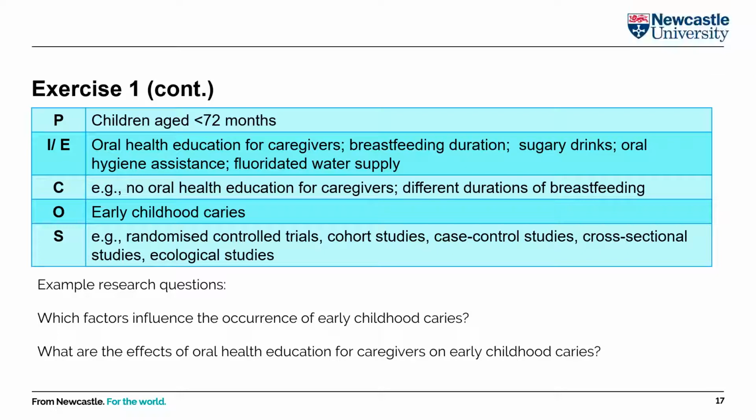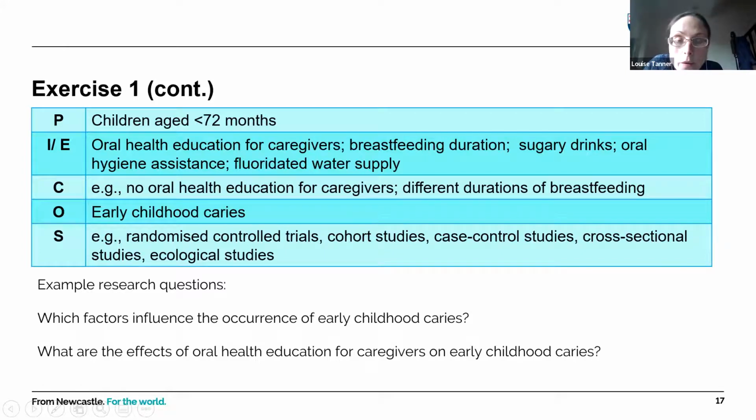Yeah, when we look at the research questions, can we combine two of them in one question? For example, which factors influence the occurrence of early childhood caries? And what are the effects of oral health education for caregivers on early childhood caries?